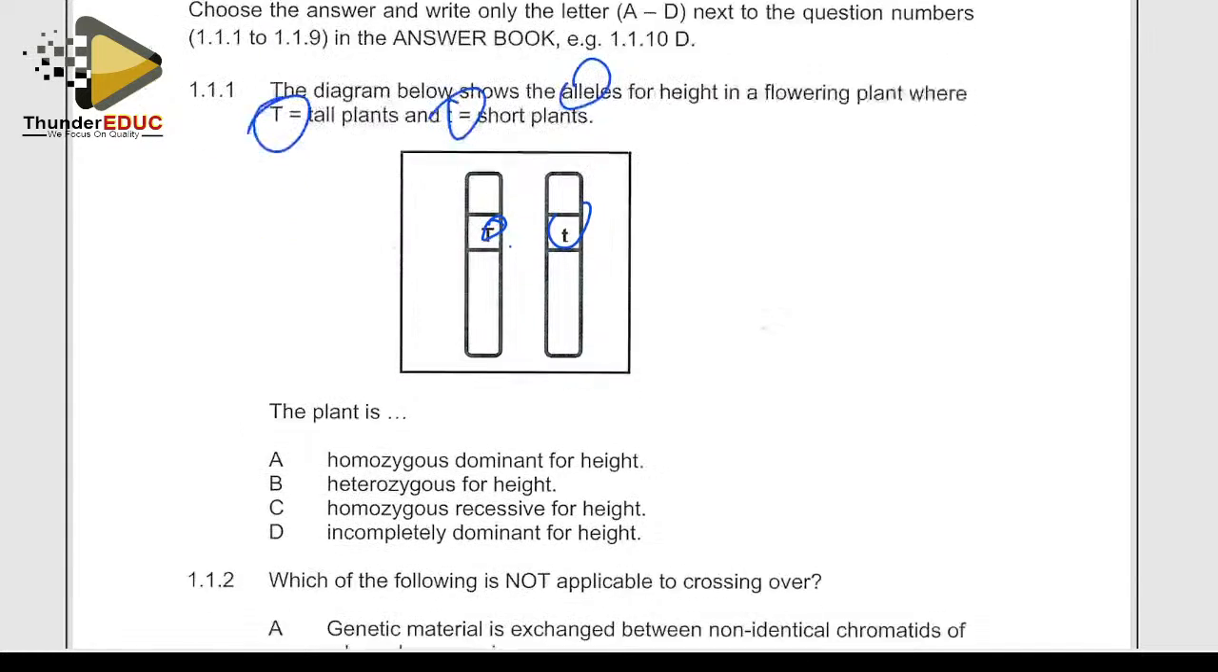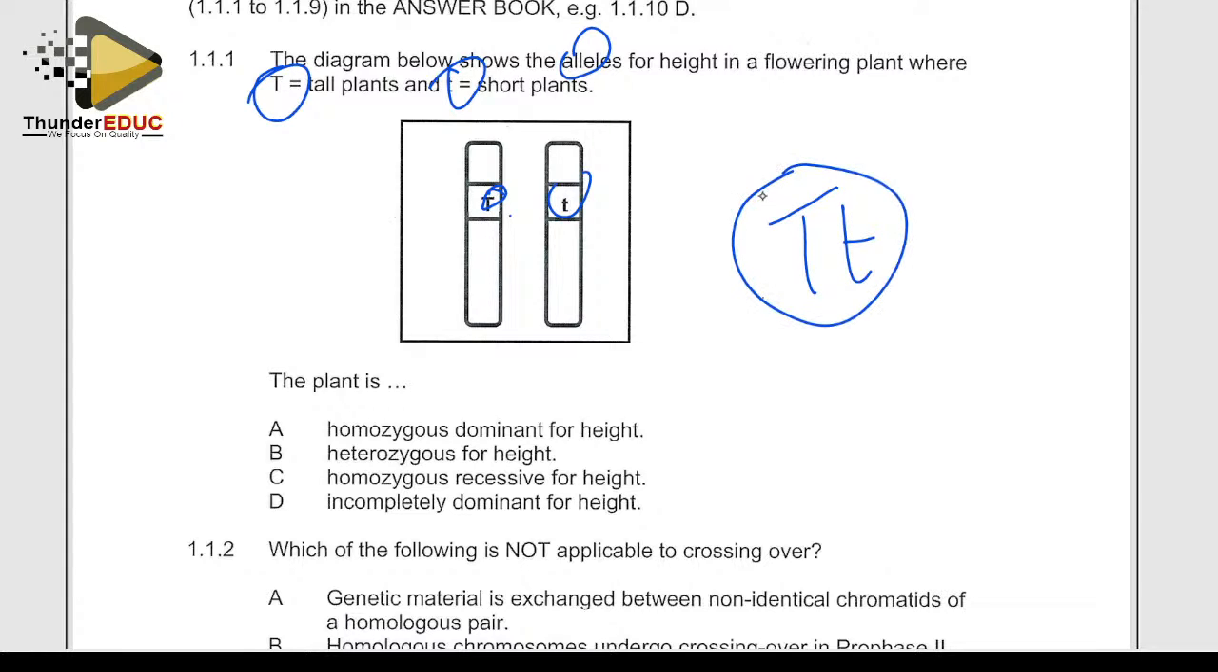it's recessive. So once you have a capital letter and a small letter, what I told you is that is complete dominancy. But because there are two different kinds of alleles, it means that is heterozygous. So now we come here and find out that the plant is heterozygous for the height. So that looks to be the most correct answer, which is B. So you get 2 marks there.